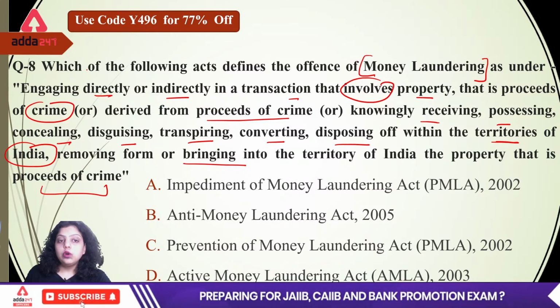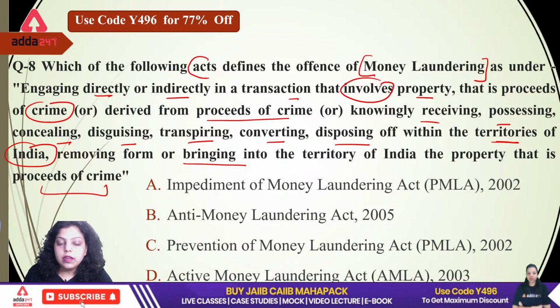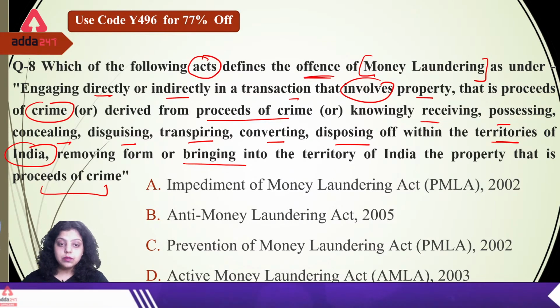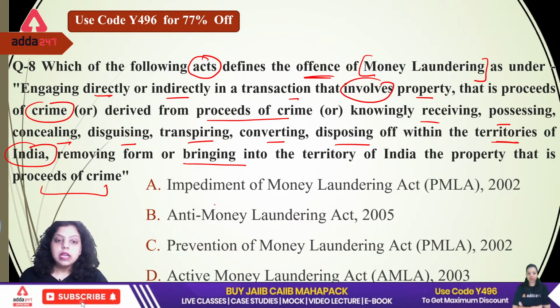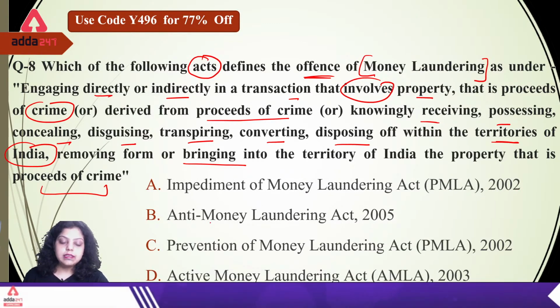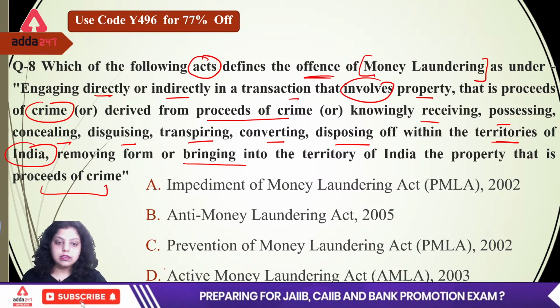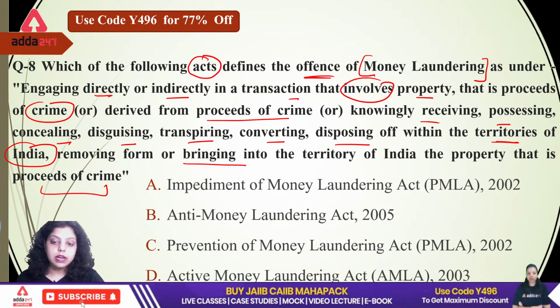Okay. So it is asking which of the following acts defines the offense of money laundering. If you are doing all these activities, it means you are committing the offense of money laundering. Now, which of the following acts defines it? Is it the Impediment of Money Laundering Act 2002, the Anti-Money Laundering Act 2005, the Prevention of Money Laundering Act 2002, or the Active Money Laundering Act 2003?